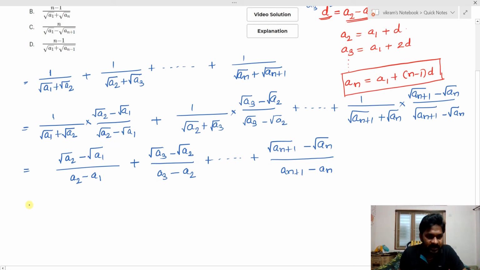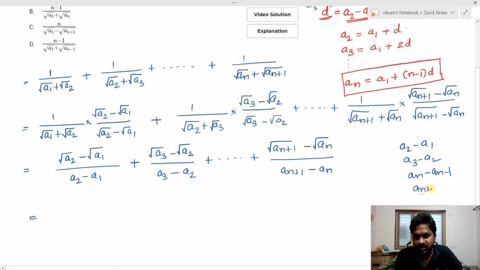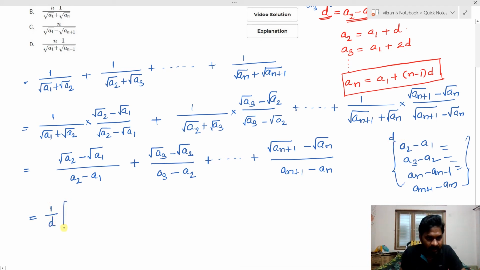We have discussed that a2 minus a1, a3 minus a2, and a(n+1) minus an, the successive terms, differ by the same quantity. These can be written as a2 minus a1, a3 minus a2, an minus a(n-1), and a(n+1) minus an. These all differ by the same quantity, that is the common difference d. Now I can take 1 by d as common, because all the denominators are d.